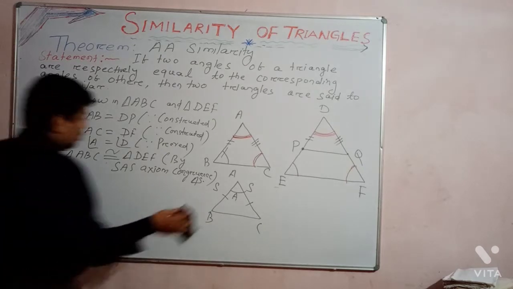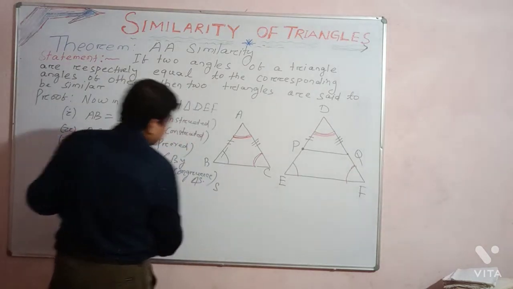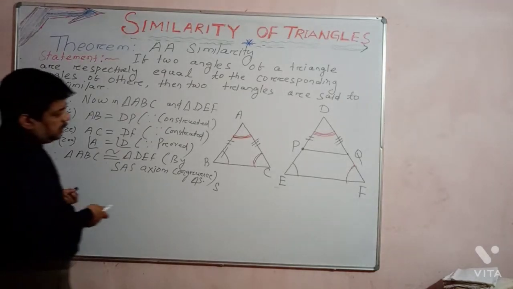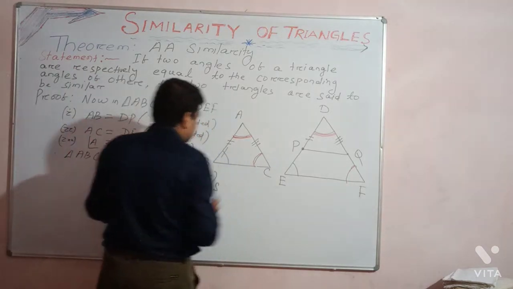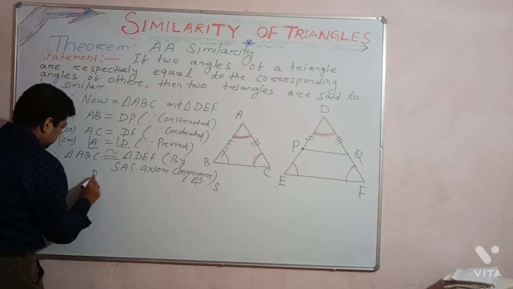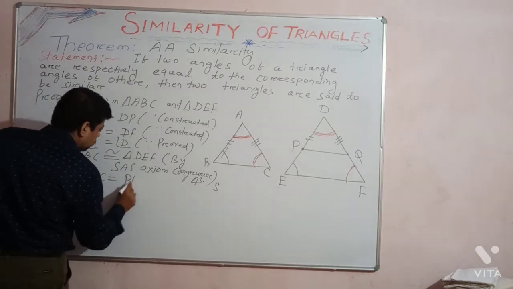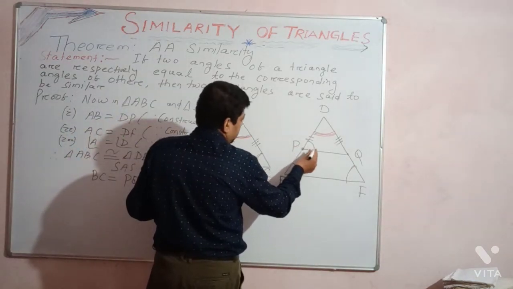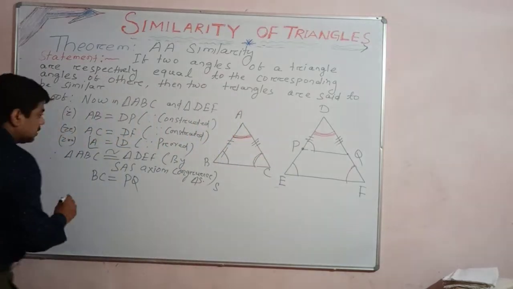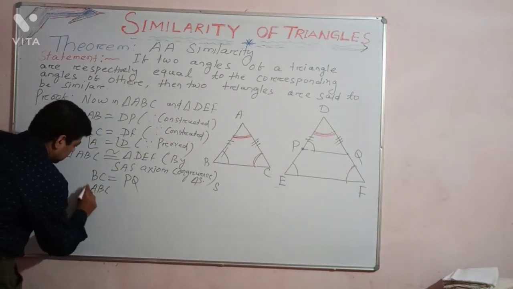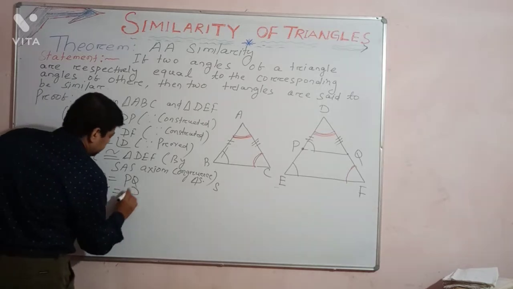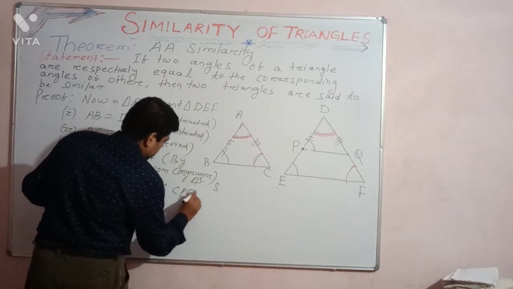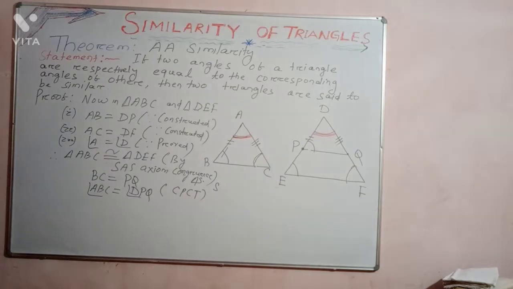So the two triangles are congruent, and all of you know their corresponding sides are equal and their corresponding angles are equal. Now AB is equal to DP, AC is equal to DQ, and BC is equal to PQ. Again, angle B is equal to angle P, meaning angle DPQ. So that implies angle ABC is equal to angle DPQ by CPCT, corresponding parts of congruent triangles. Understand?